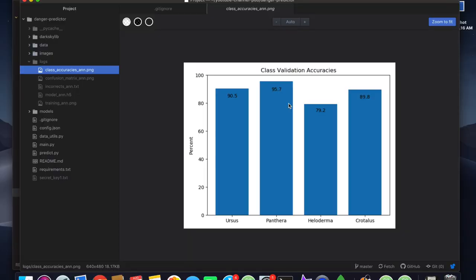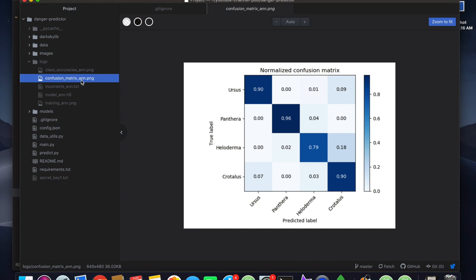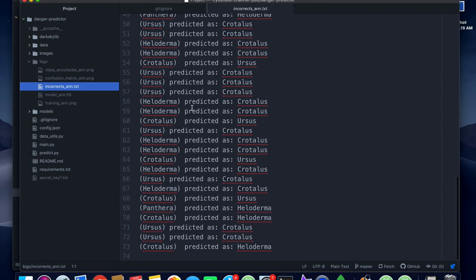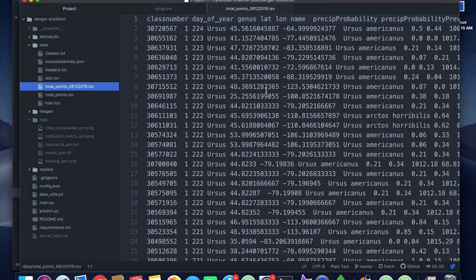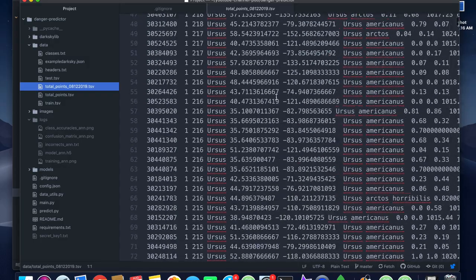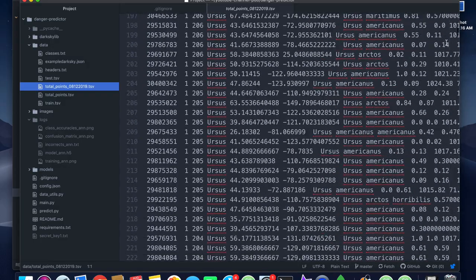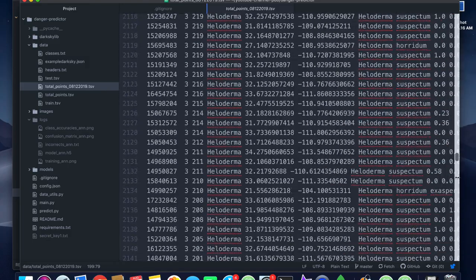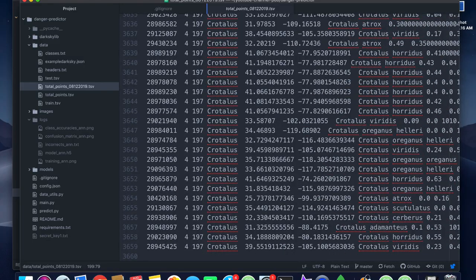What's going on under the hood? Look at these class validation accuracies for Ursus, Panthera, Heloderma, Crotalus. Look at this confusion matrix. 90% of the bears that the algorithm has never seen before, it correctly predicted them as bears. Look at how many times it guessed incorrectly. How many points exactly? Look at this. Oh my gosh. What's going on?